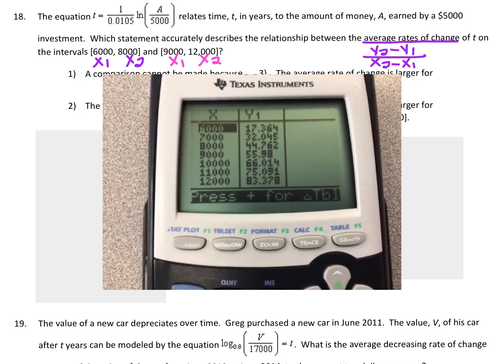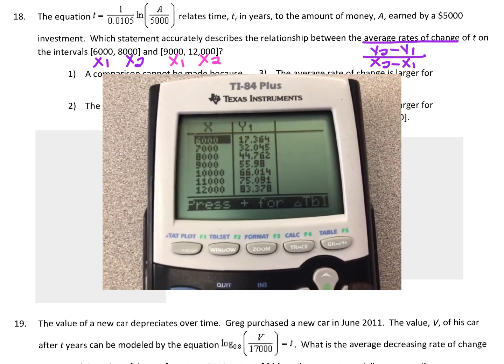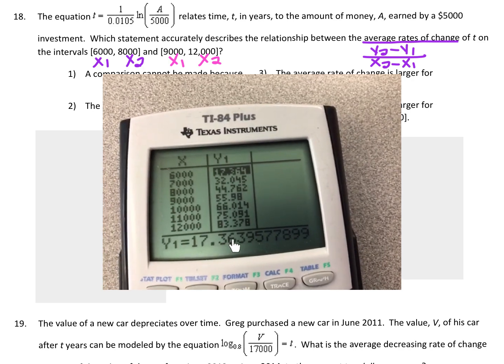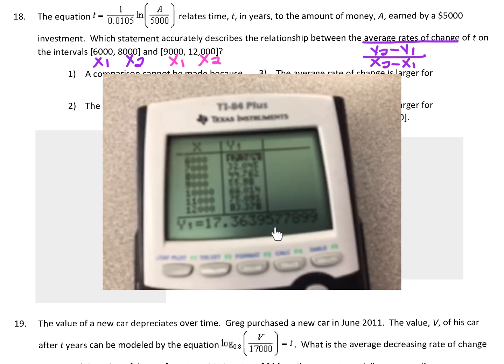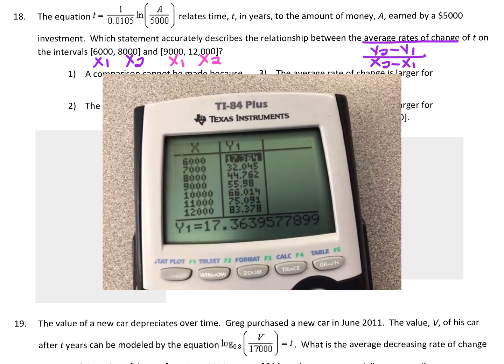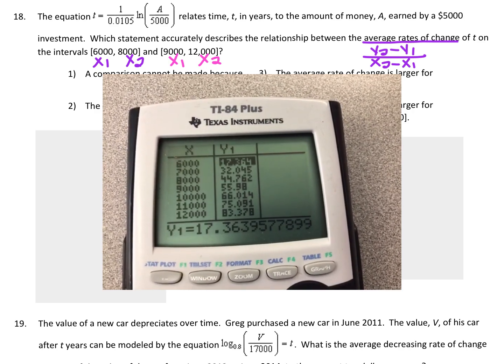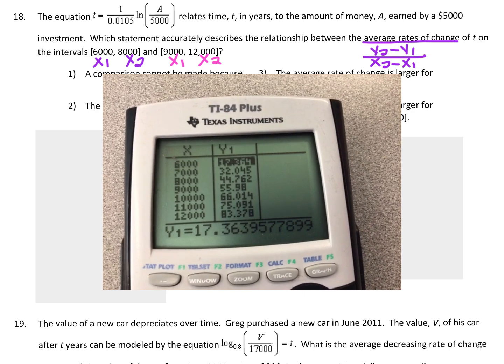Now, I don't know if I need more than just that. Like, let's just scroll over to it. See how this decimal right here keeps going and going and going? I may need more than that depending on what they want me to round to. So keep in mind, if you want to see what y value corresponds with the x value, sometimes you actually have to scroll over to that y value.